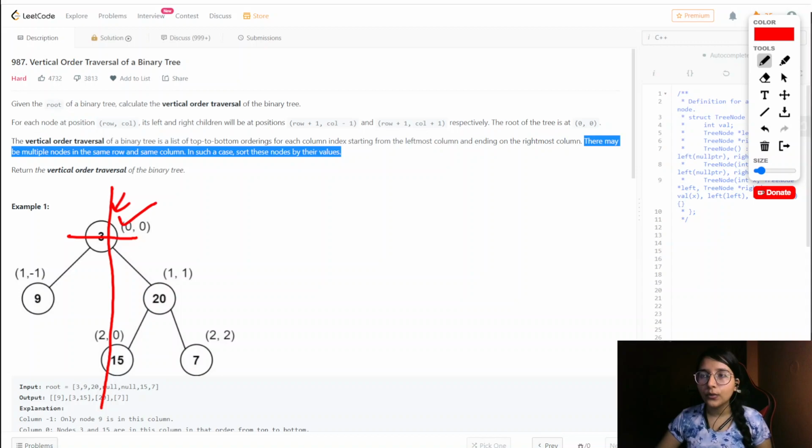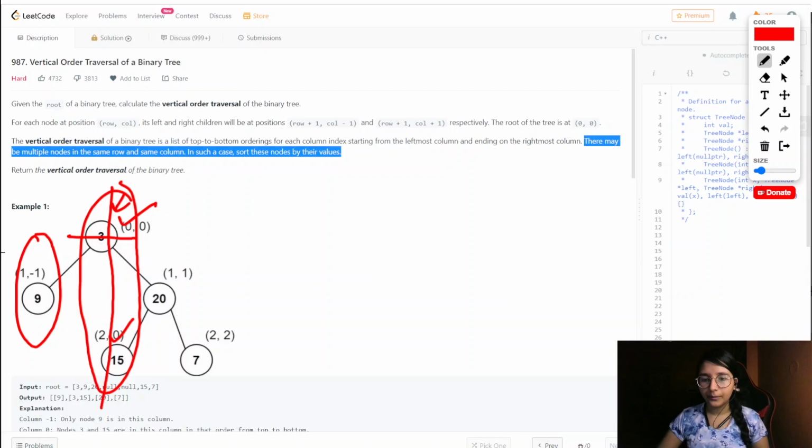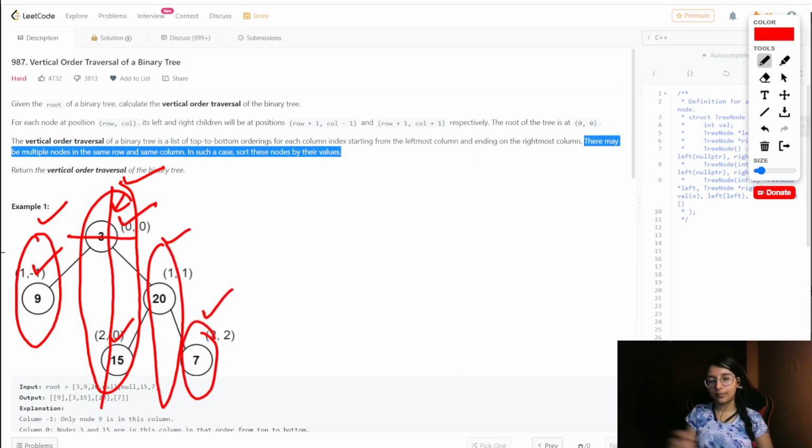So first this node would be there, then this node is required to be done. But before going ahead with this particular vertical, we are required to go ahead with this particular vertical. So our answer would have this particular vertical first, because we are going ahead with vertical order traversal, right? So that's why this first column would be counted, then this column, then this column, and then this column.